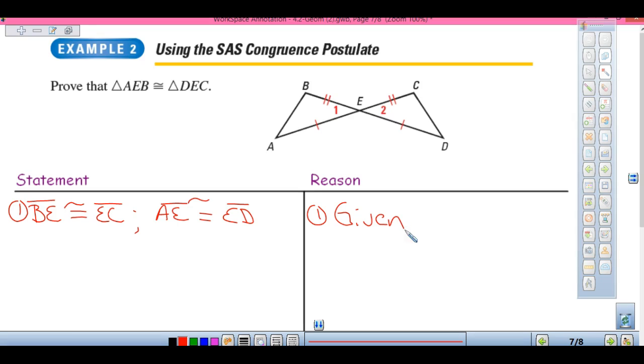Now looking at that picture, is there anything else that I can say is congruent? Why is angle 1 and angle 2 congruent? Because they're vertical angles, yep.